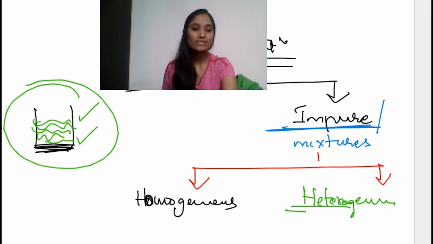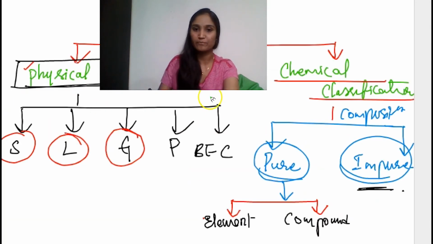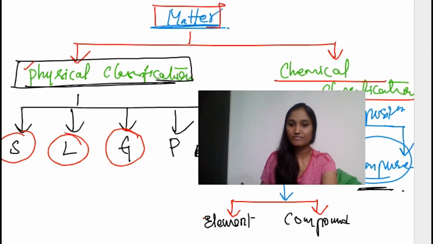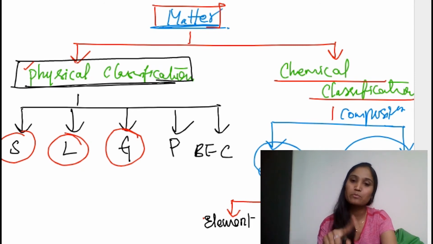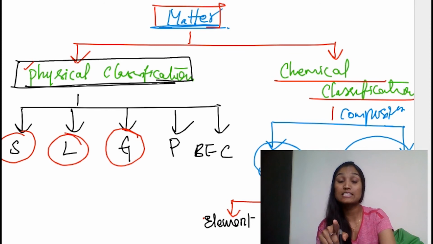So now let's come back to the entire flowchart and see. Okay, I'm talking about classification of matter. Matter is classified based on physical properties, based on chemical properties. Physical classification says matter is of 5 types, solid, liquid, gas and all of that. That we completed in chapter number 1 already.